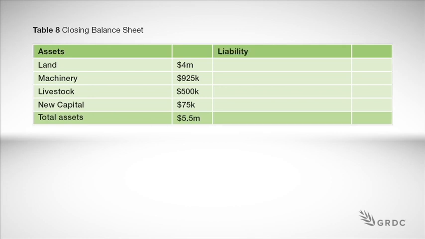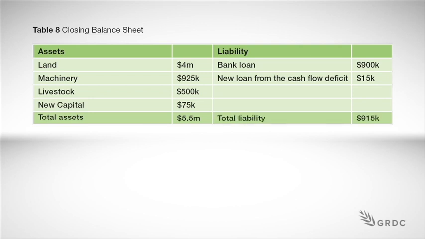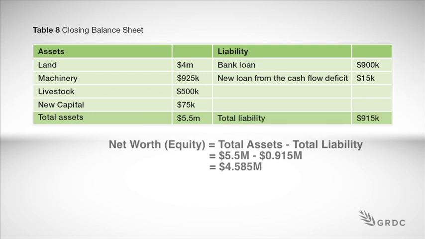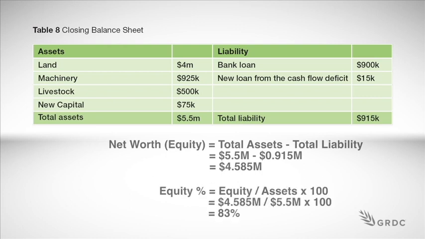The debt situation is now we have a $900,000 debt, having paid $100,000 off our initial $1 million debt, and we've incurred a new debt of $15,000 from the cash flow deficit. The new equity is $4,585,000, a growth of $85,000, the same as calculated in the profit and growth budget. New equity percentage is 83%.